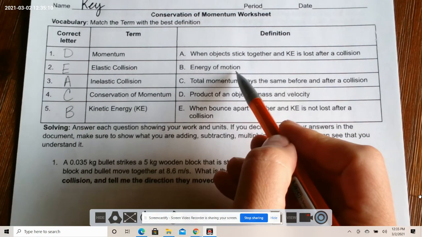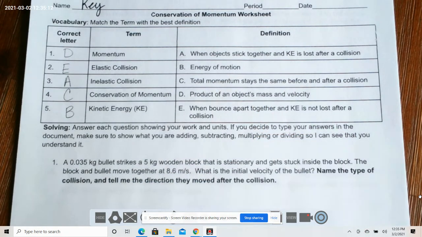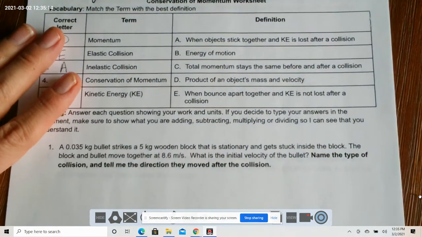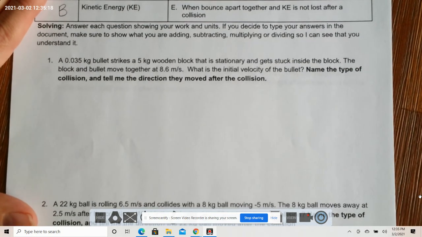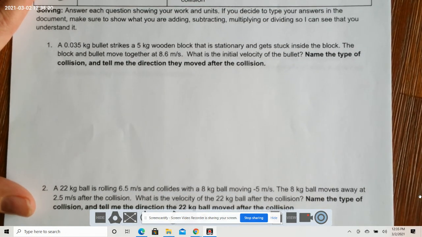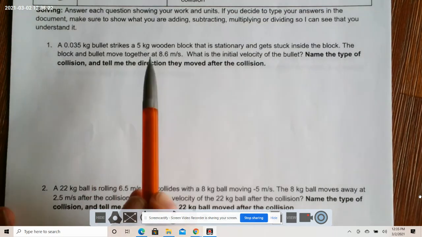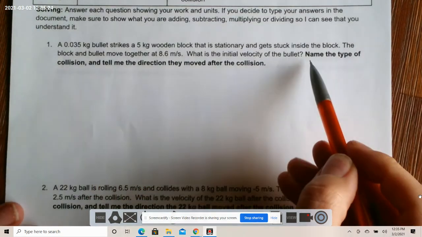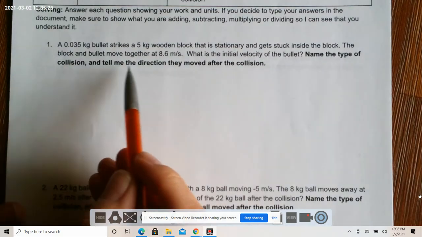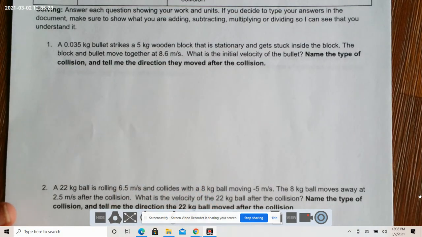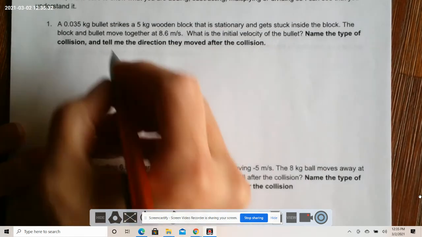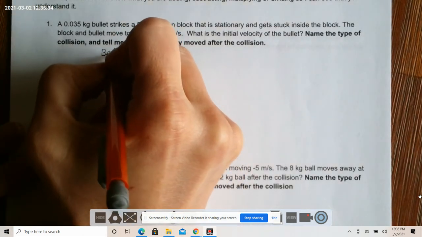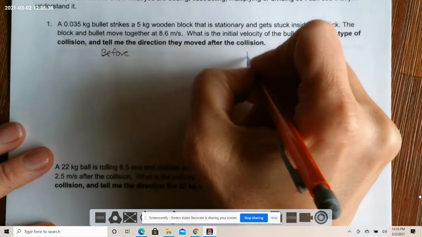Okay, so now we're going to do the math. That's the part I really wanted to make sure that we had on video. And so remember, it's got a before and after, and then I also am supposed to name the type of collision and the direction they moved. So I'm going to do that through diagramming whatever is happening in this situation. So we're still going to do before and after the collision.